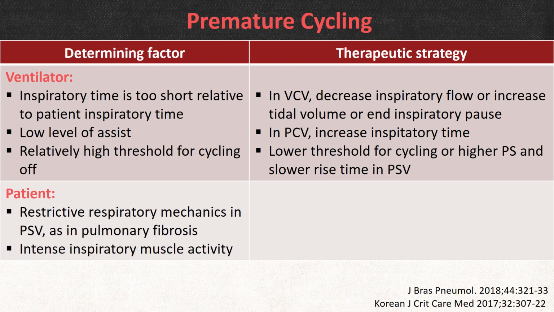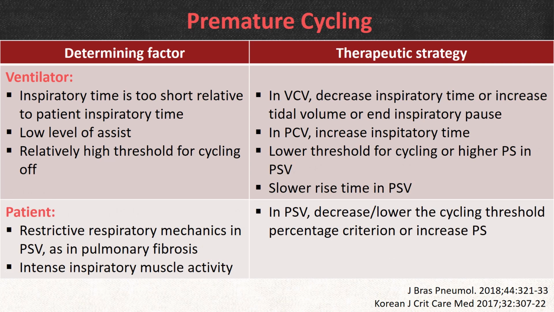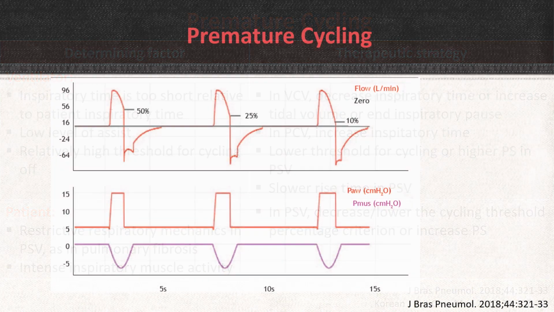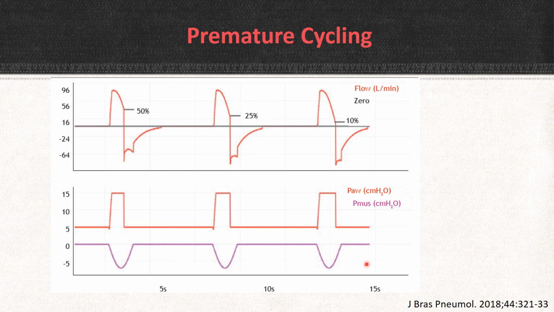There may be some patient factors, like restrictive respiratory mechanics in pressure support ventilation or intense inspiratory muscle activity. So, in that case, lowering the cycling threshold can help, or increasing pressure support. This is an example of premature cycling.